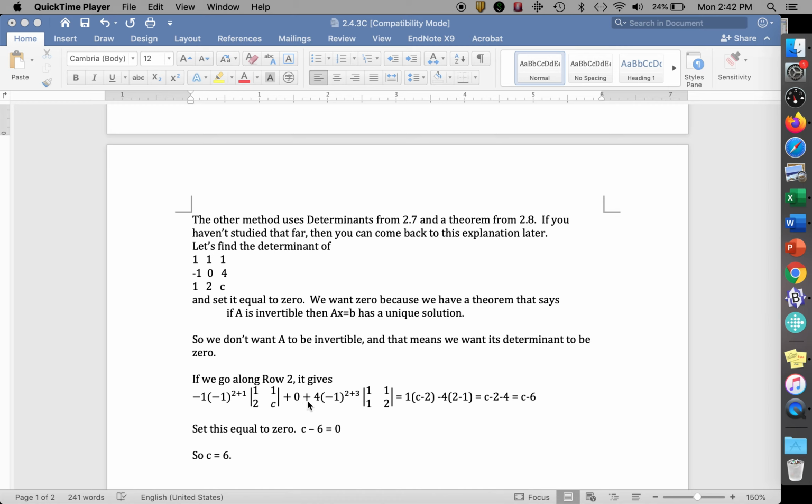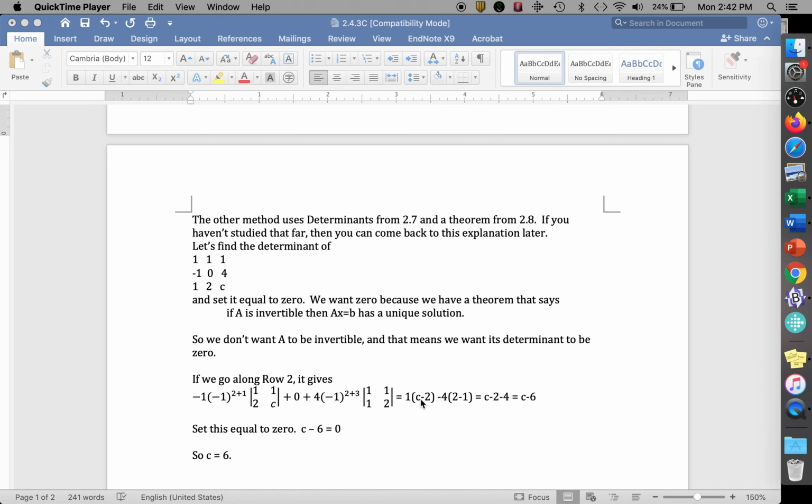And then last I would do plus the 4, which is the element in the second row, third column, times negative 1 to the location of that, which is the second row plus the third column, so 2 plus 3. Then I eliminate that row and that column. That gives me a 1, 1, and then 1, 2. And then I do the little determinants of the 2 by 2's. So I'll have the negative 1 here times a negative 1 there will give me a positive 1. Then 1 times c minus 2 times 1.